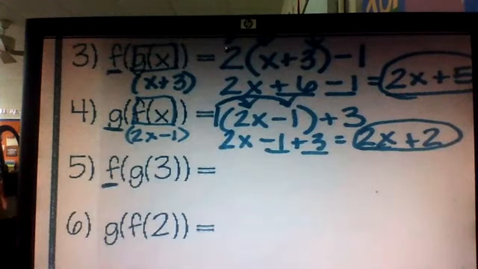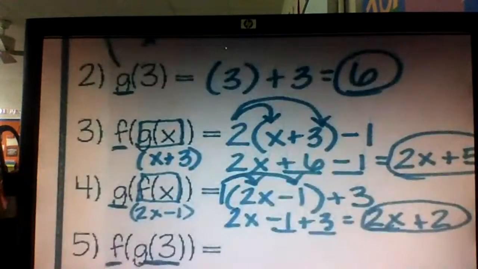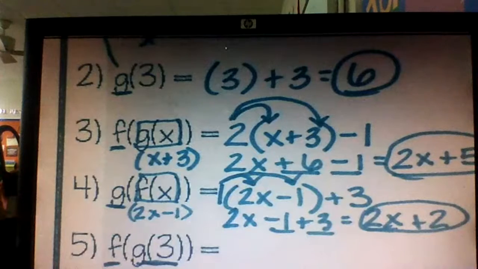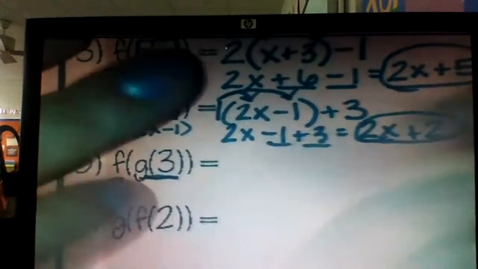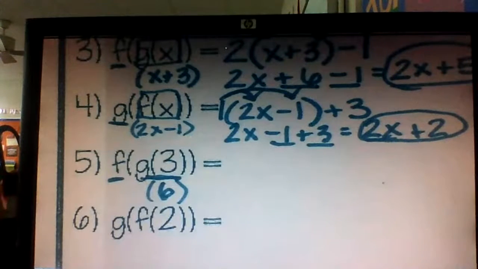G of 3 is already solved, so we can take G of 3 from up there and just place it. I've already solved G of 3 back in number 2. So when I solved G of 3, what was my answer? 6. So guess what I'm plugging in? 6. Okay. So sometimes you have to solve one first, get an answer, and then take that answer and insert it somewhere else.